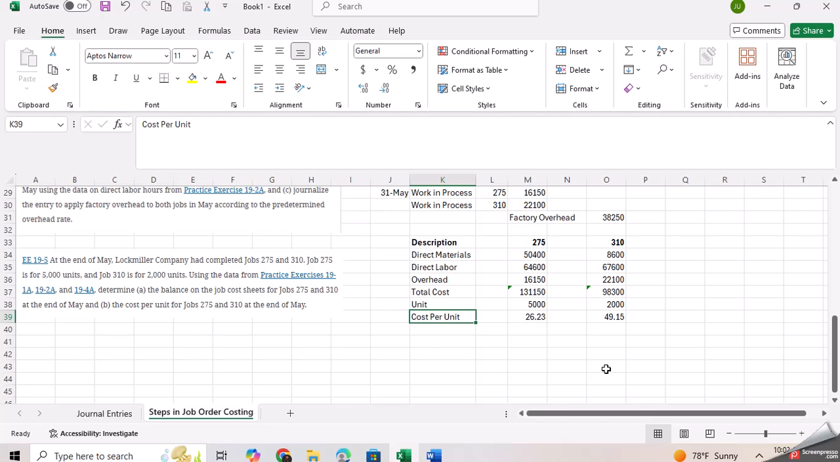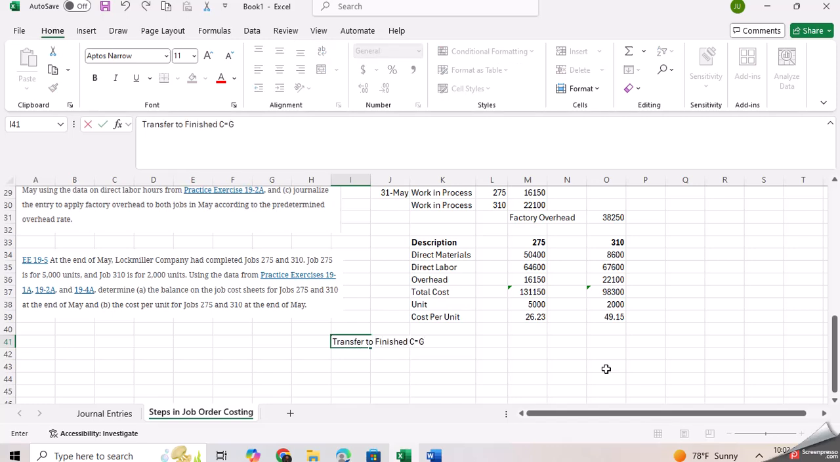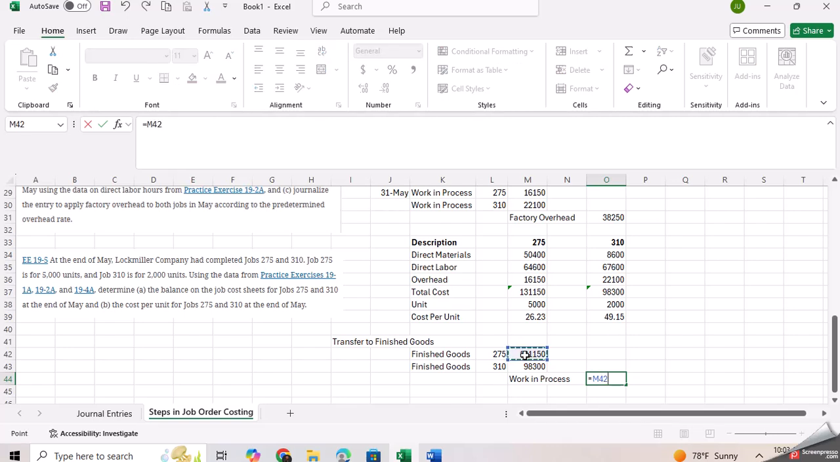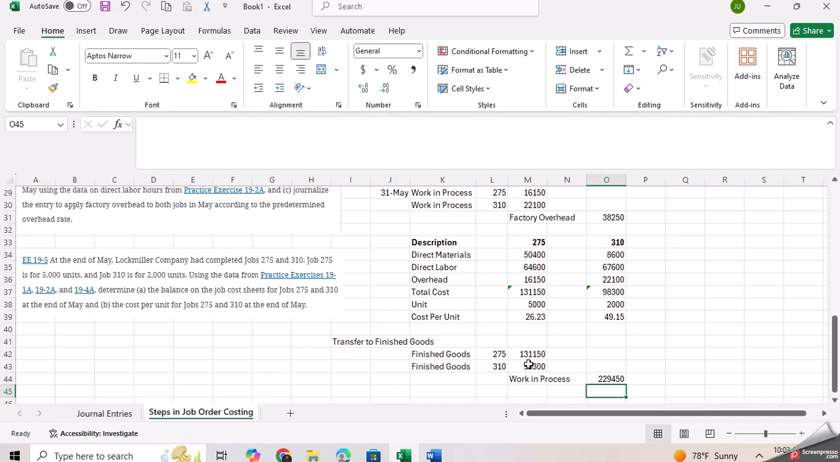But let's say we wanted to transfer those to our finished goods. It does say they are done. We're going to then debit finished goods for job 275, and that is going to be our total cost that's in there. And then we're going to transfer it for the 310, and again, that's going to be the total cost. And then we're going to take it out of our work in process. And then out of finished goods, we would then sell it. And that would complete the whole process.